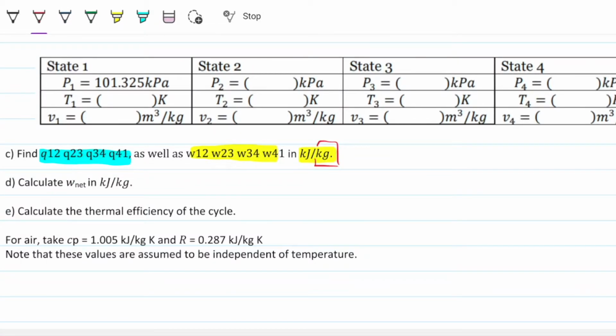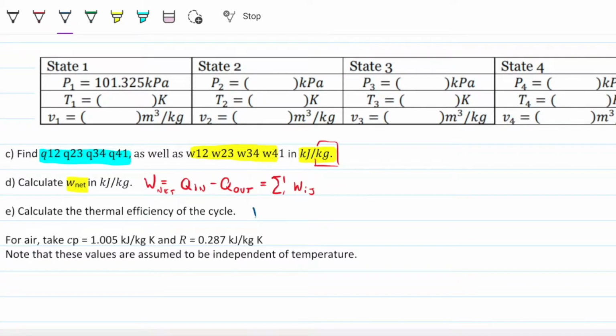We also want to calculate the net work. That's going to be the difference between how much heat was given to the system and how much left. We can also sum up all the works. That's another way to do it: we can sum up all the individual works throughout the cycle. And then calculate the thermal efficiency of the cycle.